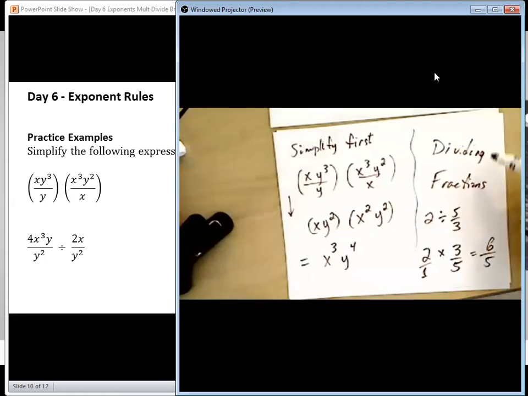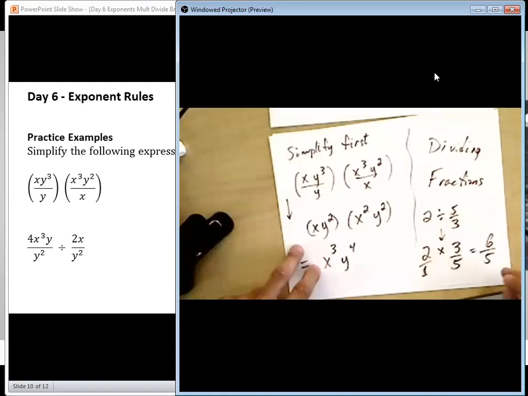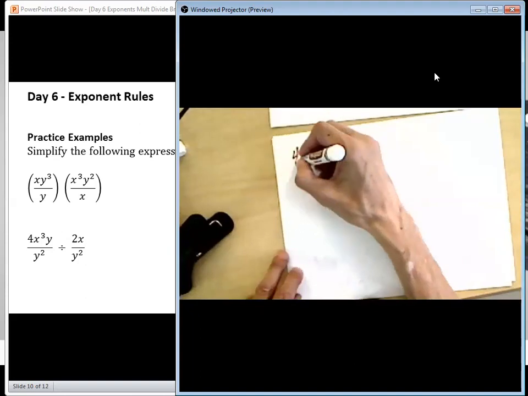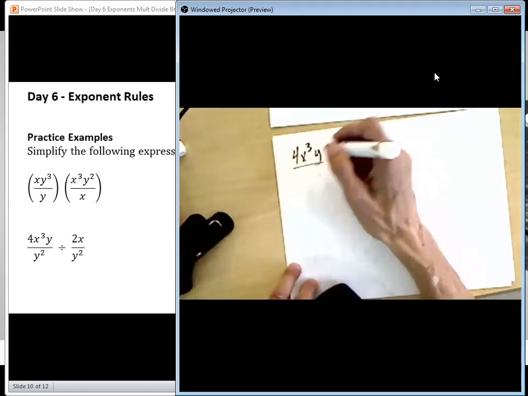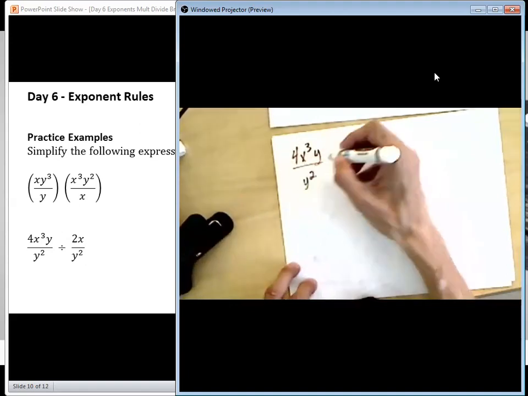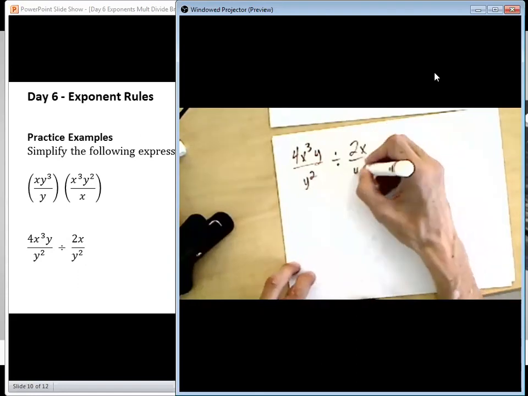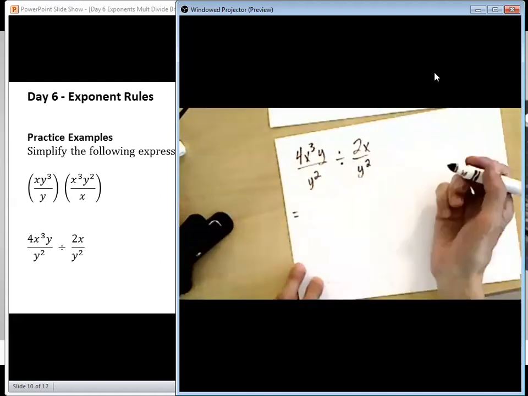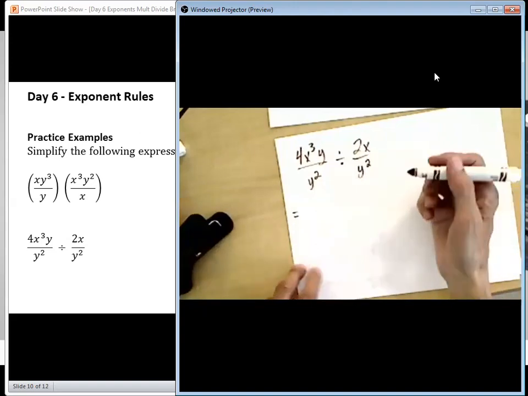Okay, the division part here. Divide to times, upside down. Final answer. Same here now. Four x cubed. This part is not so interesting yet. This part is, though. 2x y squared, like that. You guys give me the final answer already?